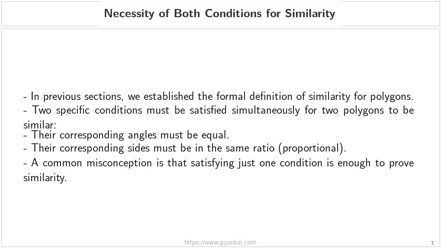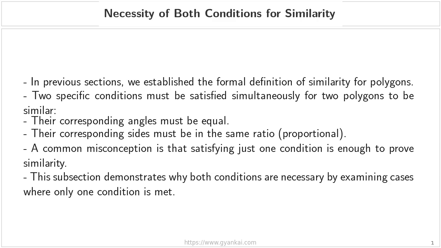A very common misconception I see students making is assuming that satisfying just one of these conditions, either the angles or the sides, is enough to prove similarity. To clear this up, in this subsection, we are going to perform a step-by-step demonstration. We will examine specific cases where only one of these conditions is met, to show you exactly why both conditions are absolutely necessary to guarantee similarity.